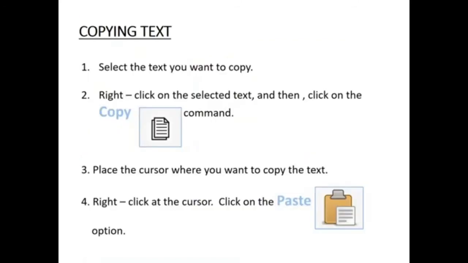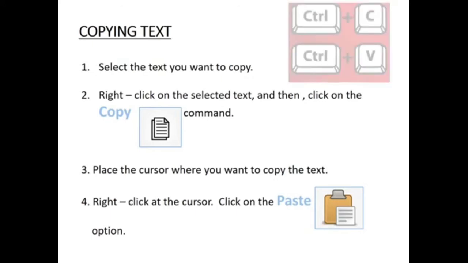And then next is copying text. Copy means duplicating the text by keeping a particular piece of text at its original location as well as pasting it in another location. So for copying, first point is select the text you want to copy. Second point is right click on the selected text and then click on the copy command. Third is place the cursor where you want to copy the text, and last point is right click on the cursor and click on the paste option. This one is the basic method.